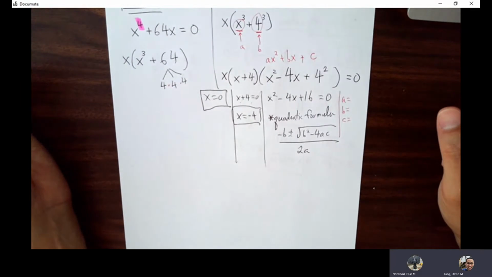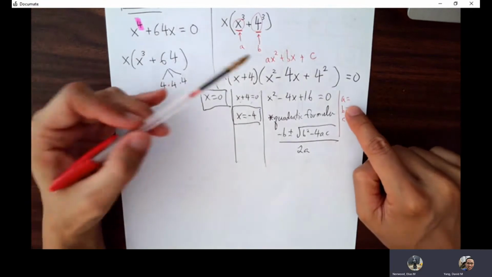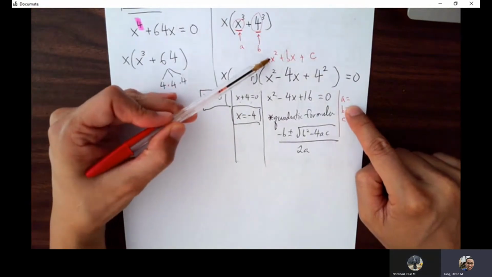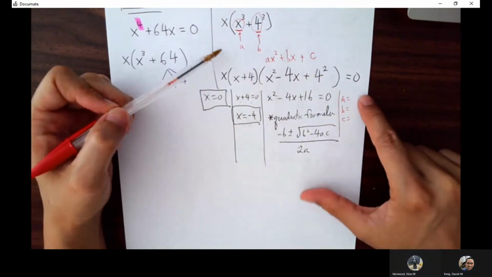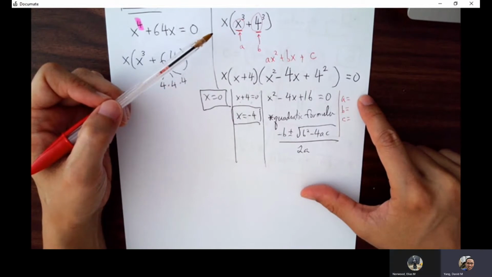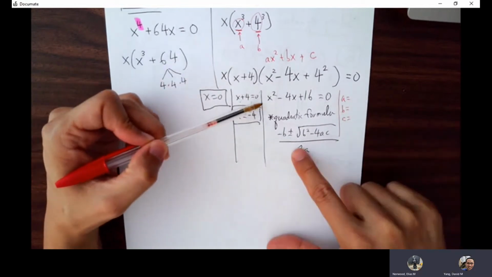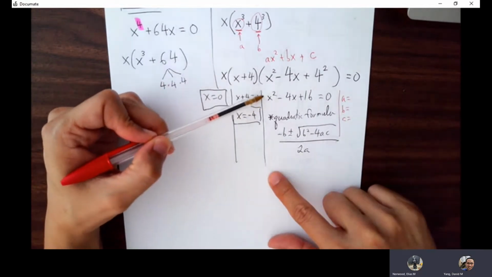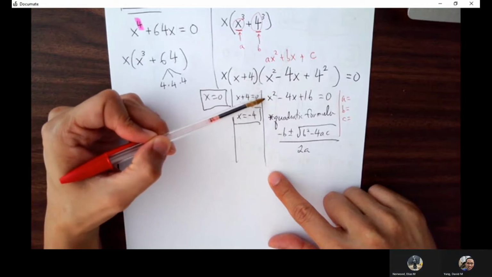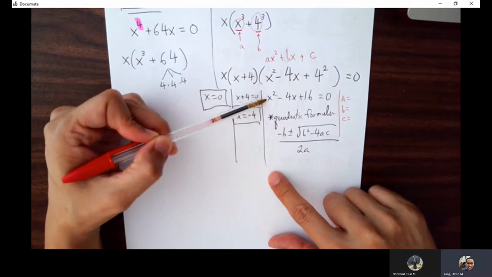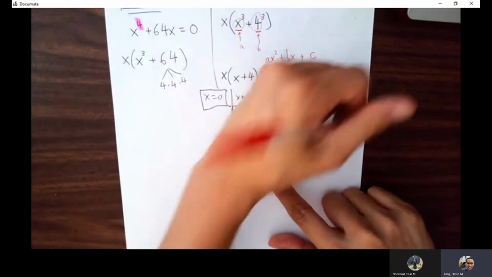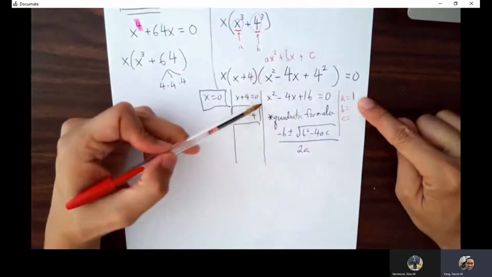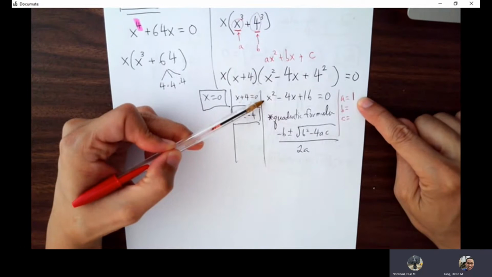So A is the number in front of the x squared. You don't see it, but it's hiding. Do you know what number it is? Yeah, it's 1. If you don't see a number, it's just going to be a 1. Does that make sense? Yeah, right.